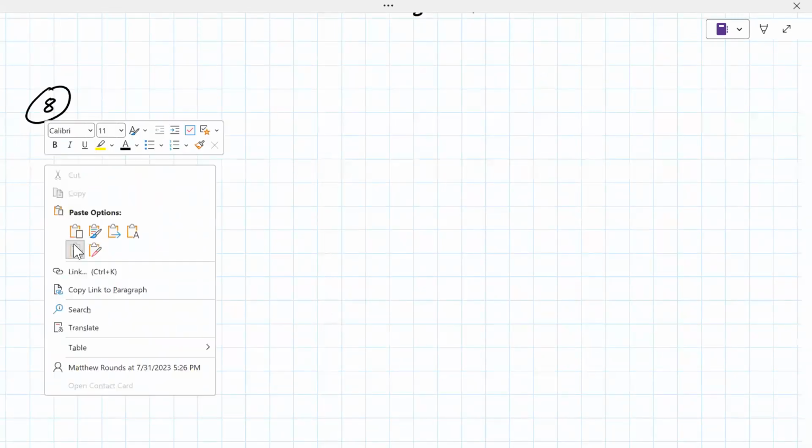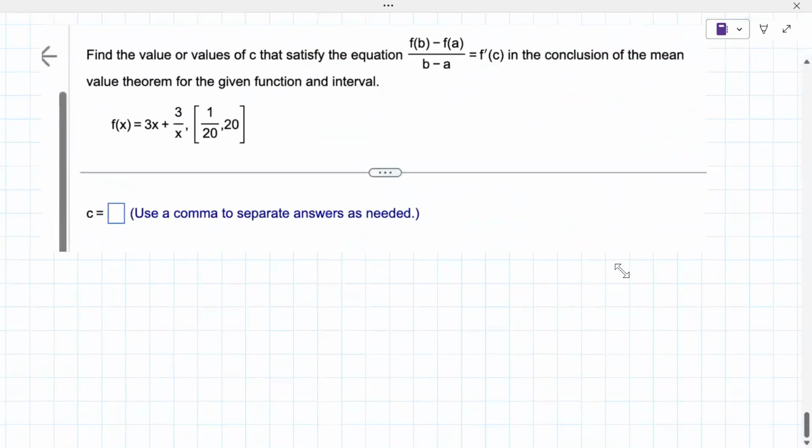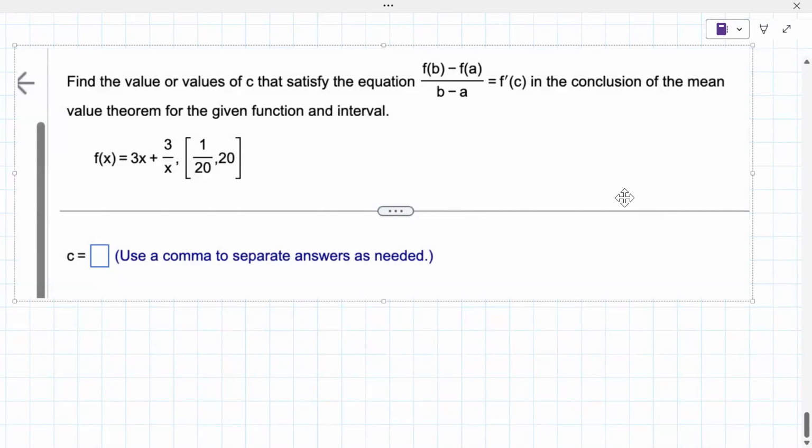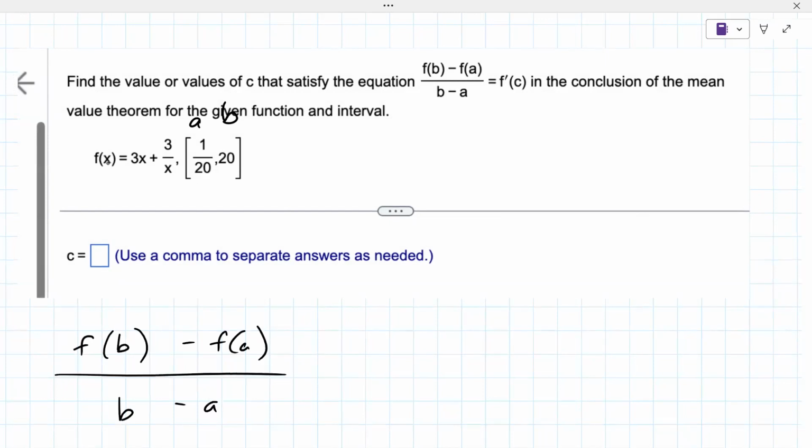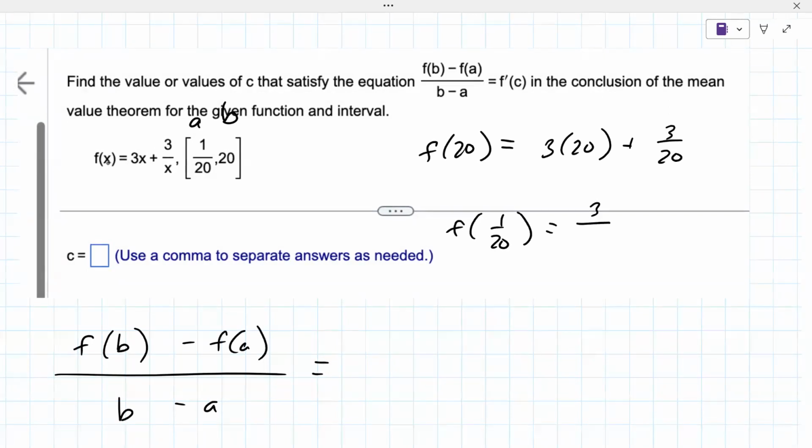All right, so number eight here. Again, kind of the same thing here, a and b. So f of b minus f of a over b minus a. F of 20 means 3 times 20 plus 3 over 20. And then f of 1 over 20 is 3 times 1 over 20 plus 3 over 1 over 20.